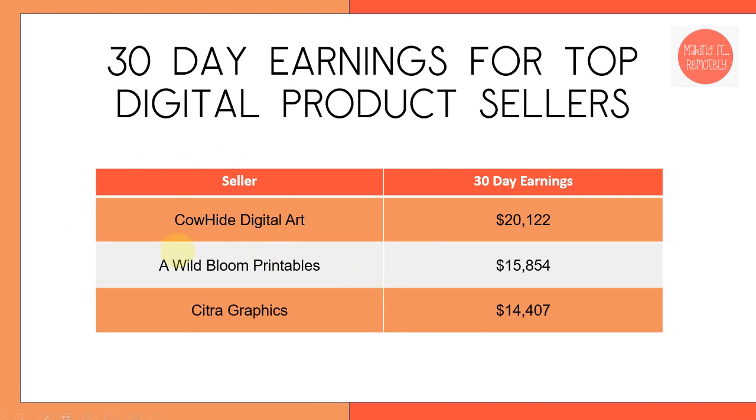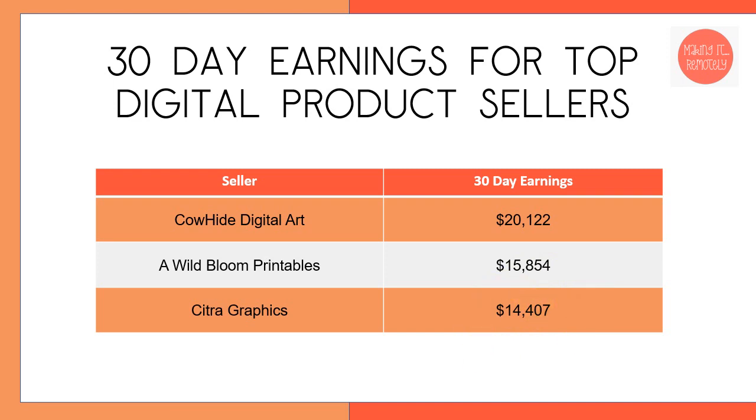So when you think about the fact that this company called Cowhide Digital Art, in 30 days they made $20,000. That's pretty good. Now, if you get to this point in your business, would this be something that would change your life? Think about the fact that some people don't make $20,000 in an entire year. And these people made it in 30 days. Wild Bloom Printables, $15,000 in a 30-day period. Citra Graphics, $14,000 in a 30-day period.